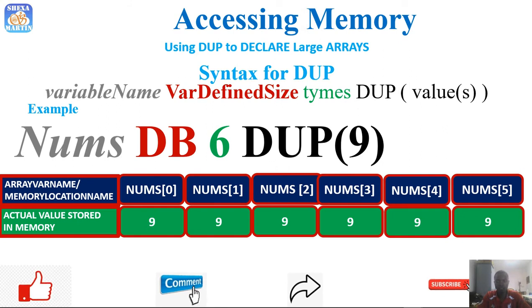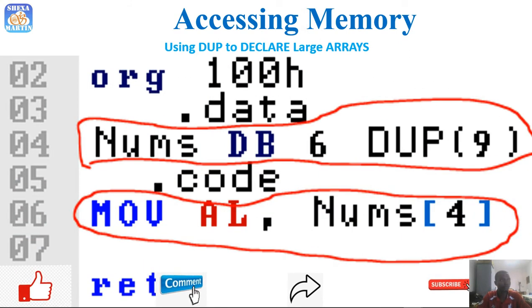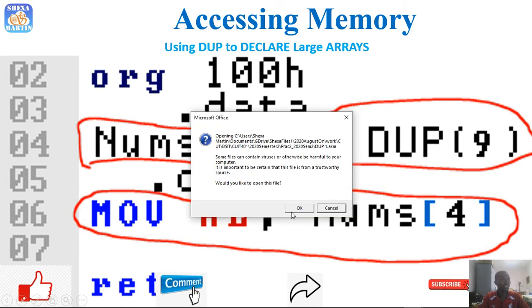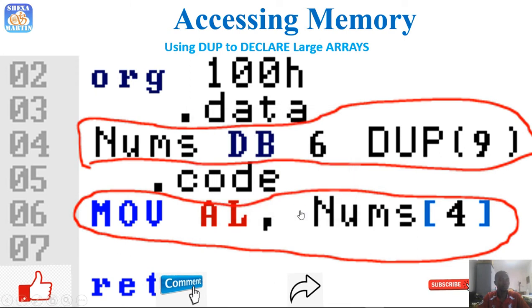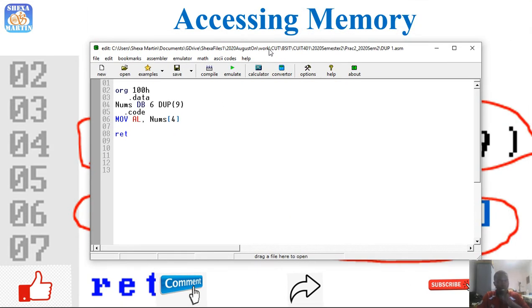Right, let's look at the actual code now. This is the actual code that we have here. This is nums, the same instruction that we have discussed. In the data segment, we declare our variable and we duplicate 9 6 times. Then we move the value at index 4 into AL. Let's run it and see what happens. So I will open the code here.